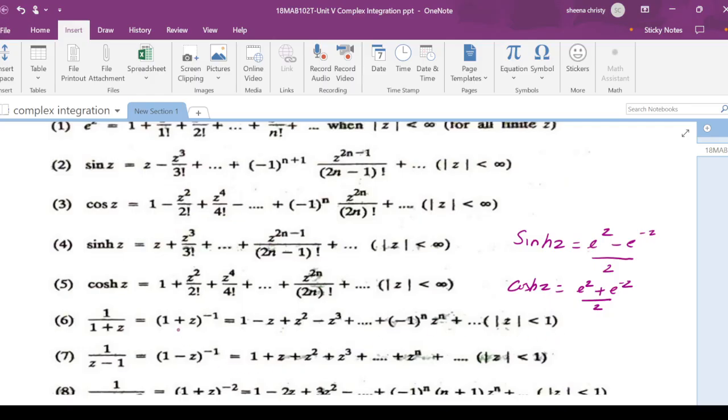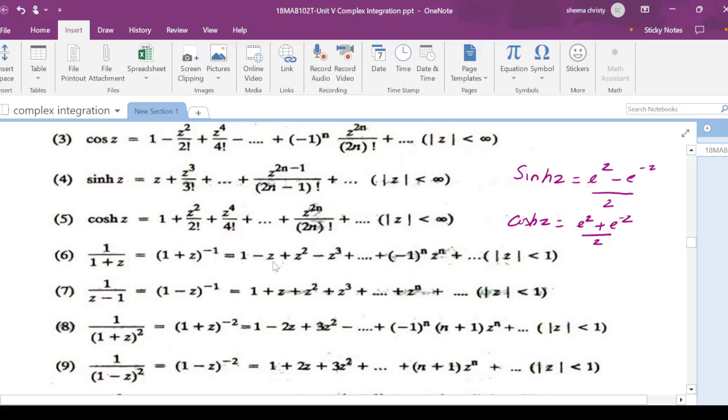Likewise, here you have plus and the power is minus, so alternate terms are positive and negative, whereas in this case you have 1 minus z whole power minus 1. So this is minus and the power is also minus. Therefore, all the terms are going to be positive: 1 plus z square plus z cube etc., up to z power n, where modulus of z is less than 1. Likewise, you can write down other binomial expansions in this category.